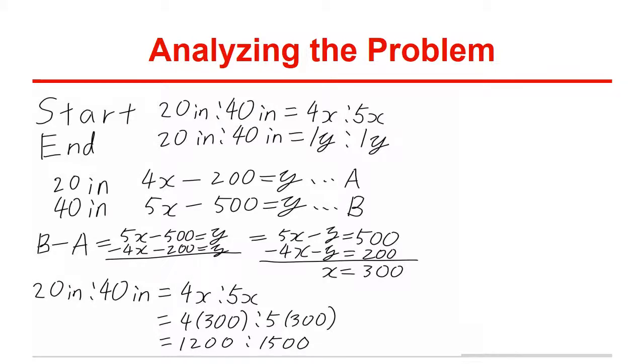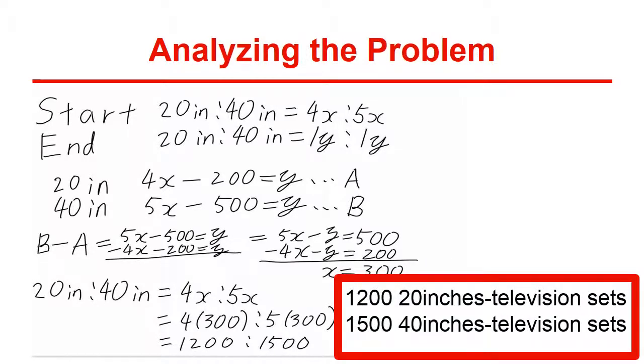Answer is 1200 20-inch TV sets and 1500 40-inch sets.